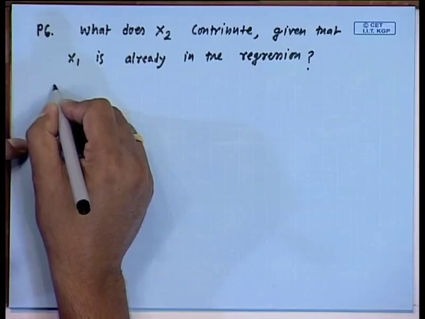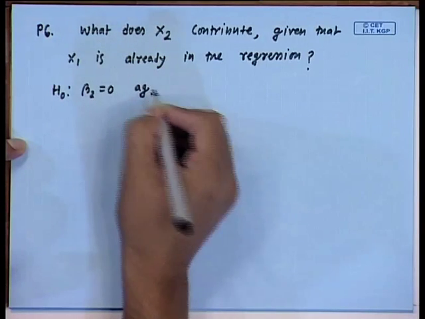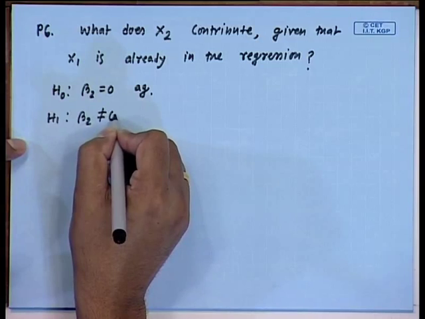If you can recall the partial test, here we have to test the null hypothesis that beta 2 equal to 0, against the alternative hypothesis that beta 2 is not equal to 0. The meaning of this hypothesis is, what is the contribution of the second regressor X2 in the presence of the first regressor X1 in the model? So, the hypothesis to test this is beta 2 equal to 0 against the alternative hypothesis H1, which says that beta 2 is not equal to 0.